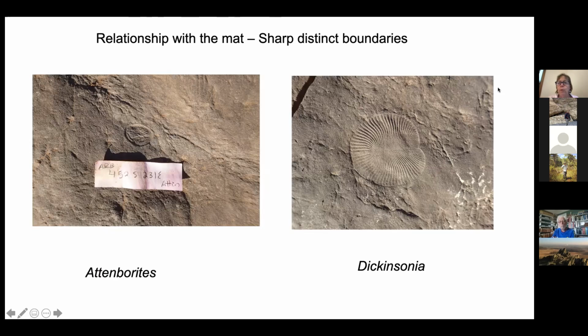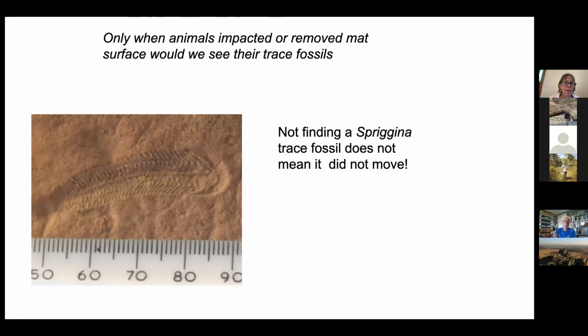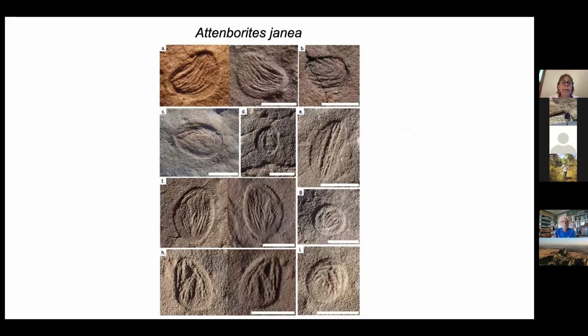But this is a really good relationship for organisms that we don't know terribly well. This is Attenborites, which we have described recently. And here you can see very, very sharp boundaries, which lead us to interpret that this guy was not sitting exactly like this or embedded in the mat, and was not sessile. I'll come back to that in a second, but just to point out, looping back to Spragina, that it has very sharp edges, which is important for us to pay attention to, those kinds of relationships. But what about Attenborites? Again, very sharp edges. Here, this is a cast of this, and again, a cast.